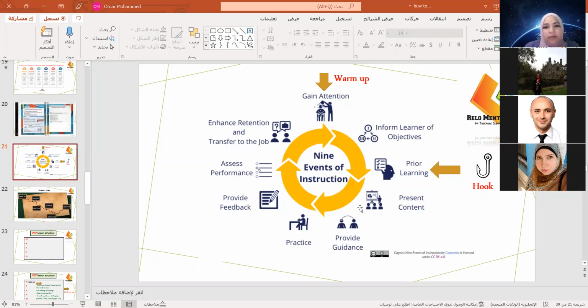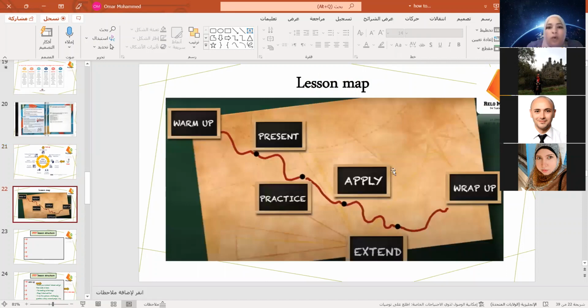This is our lesson map. So where do we start from? The warm-up activity. Yes, the warm-up.